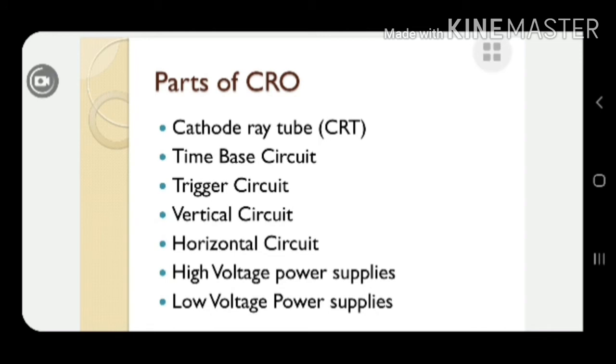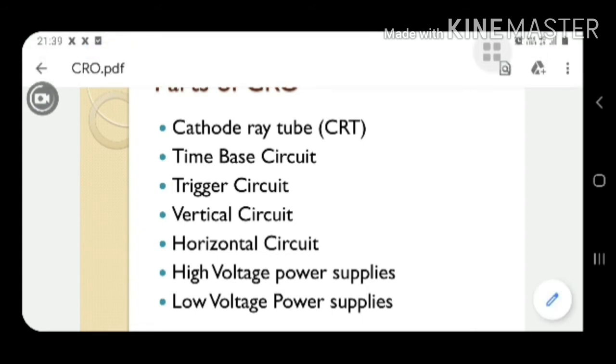Let's come to the parts of CRO. CRO basically consists of 7 main parts. The first and foremost part of the CRO, which is called the heart of CRO, the most important part of CRO, is the cathode ray tube, also known as CRT. Cathode ray tube is a conical flask. It's a vacuum tube, a horizontal conical flask which is sealed at both the ends, and there is vacuum inside the tube. It consists of an electron beam which is coming from the electron gun assembly, and it has a fluorescent screen.